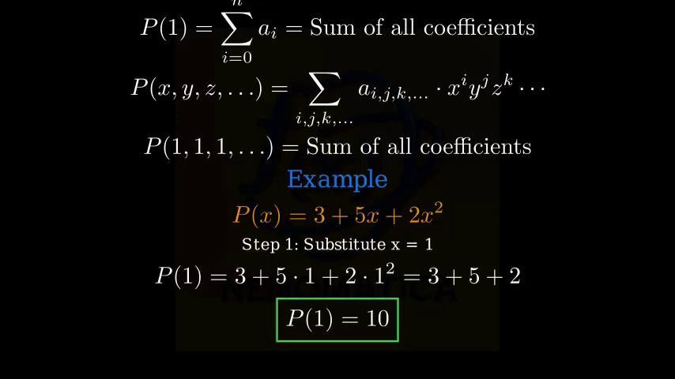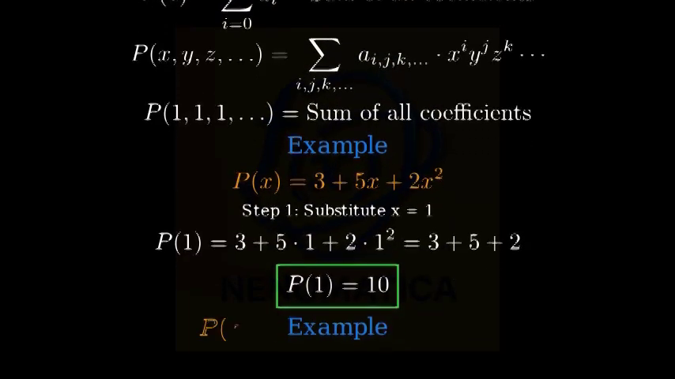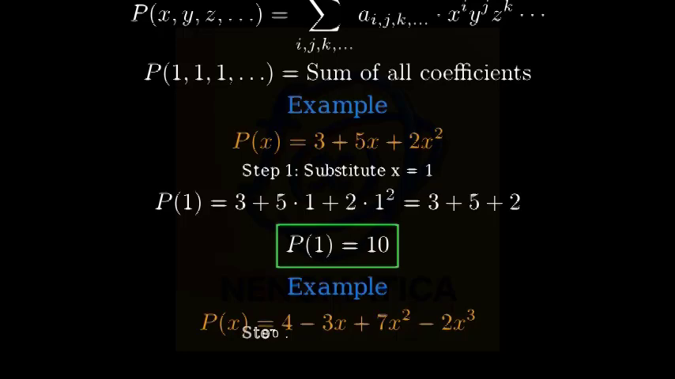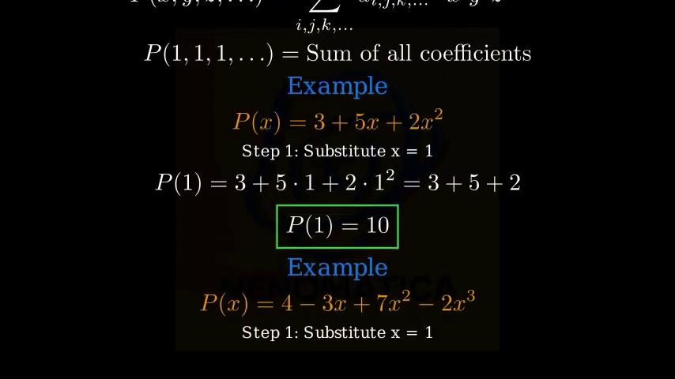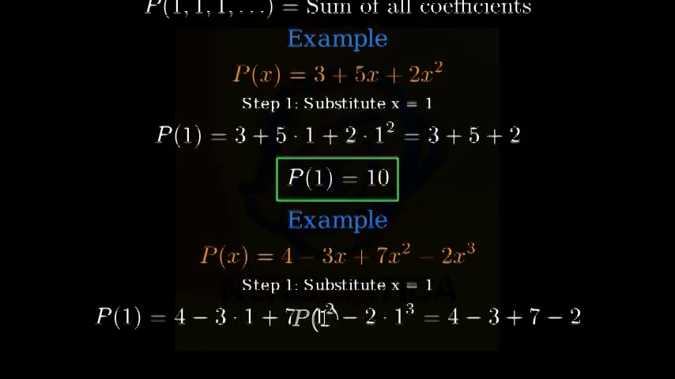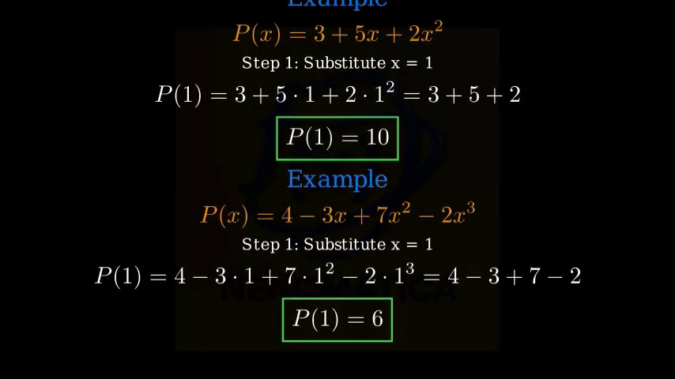Let's try a more complex example. Consider the polynomial p of x equals 4 minus 3x plus 7x squared minus 2x cubed. Again, we substitute x equals 1. P of 1 equals 4 minus 3 times 1 plus 7 times 1 squared minus 2 times 1 cubed, which equals 4 minus 3 plus 7 minus 2, which gives us 6. Therefore, the sum of coefficients is 6.